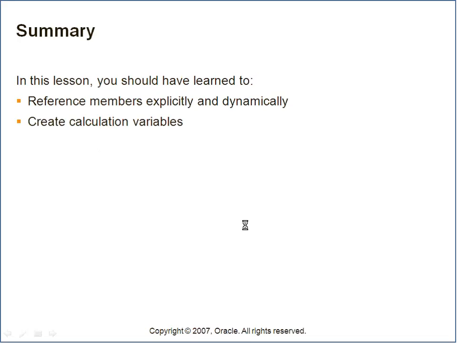So we looked at how to explicitly refer to a member or dynamically refer to a member. We can explicitly refer to the member using the cross dim operator. For dynamic reference, I can use functions like children, descendants, or ancestval. Then we looked at creating the calculation variables. So there are two types of variables. We have temporary variables and substitution variables.